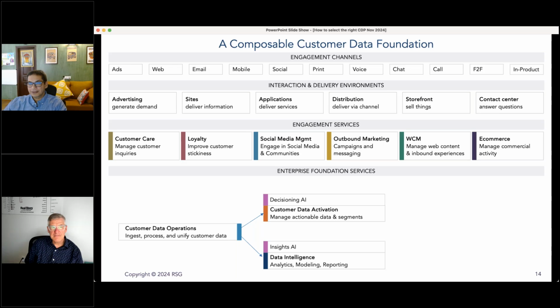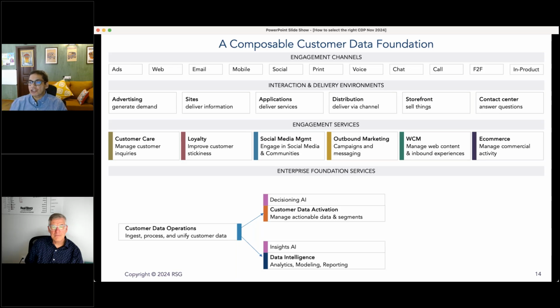Yeah. So this slide puts the concept of composability in context of our reference architecture that we started with, right? So at the heart of this architecture is customer data operations, or data ops, right? So under foundation services, the leftmost box, this core function really focuses on ingesting, cleaning, unifying, and organizing customer data into a usable foundation. Now from there, it branches out into two key functions.